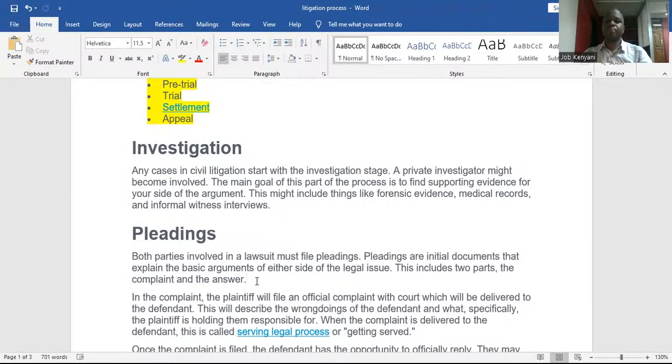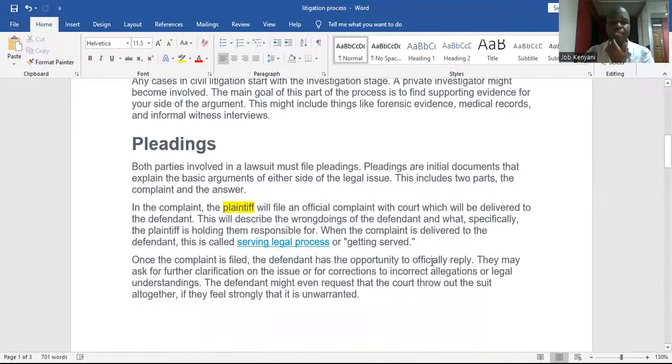In the complaint, the plaintiff will file an official complaint. The plaintiff is the complainant before the court. The complaint is filed with the court and delivered to the defendant, to give the answer. It describes the wrongdoings of the defendant and what specifically the plaintiff is holding them responsible for. When the complaint is delivered to the defendant, this is called serving legal process, or getting served.